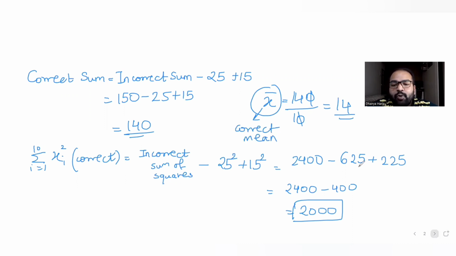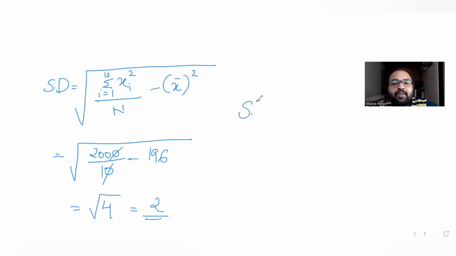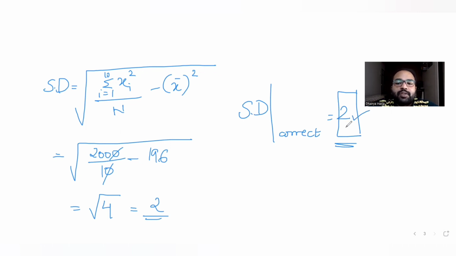Now I can take the square of the correct mean. 14 square becomes 196. So 200 minus 196 becomes the square root of 4. And what is the square root of 4? That is 2. So the correct standard deviation which was asked of us is nothing but 2. So we get the answer for this question, and the answer is 2.